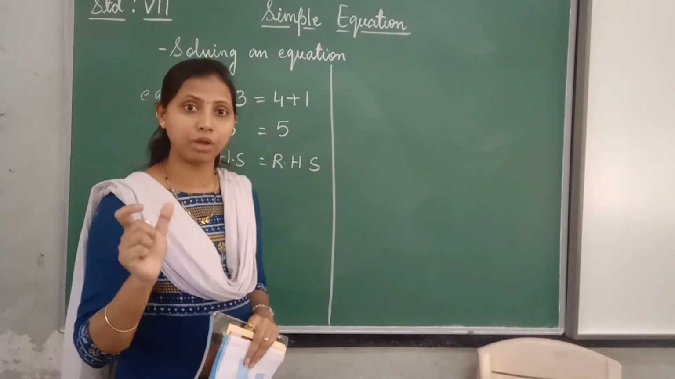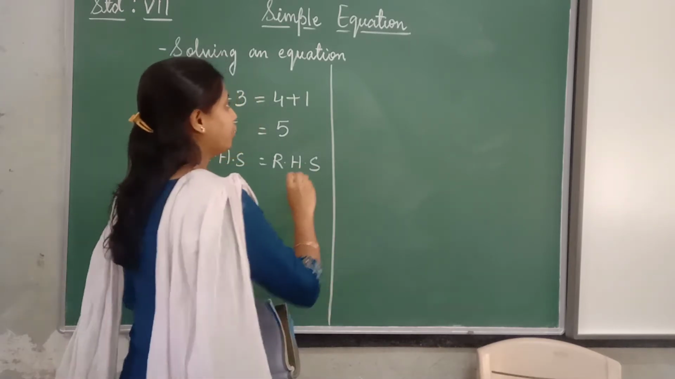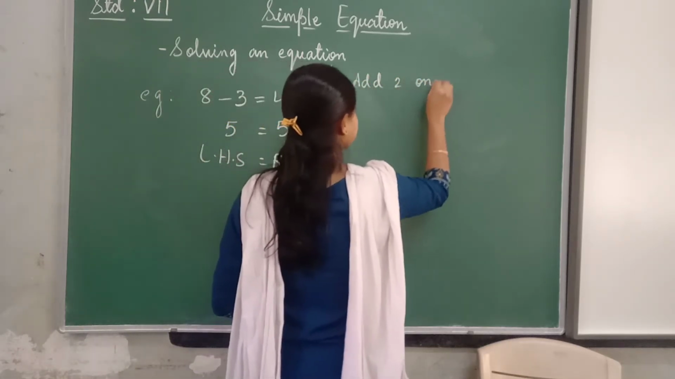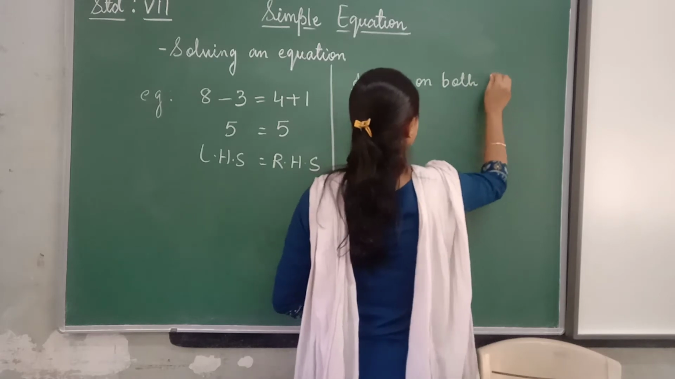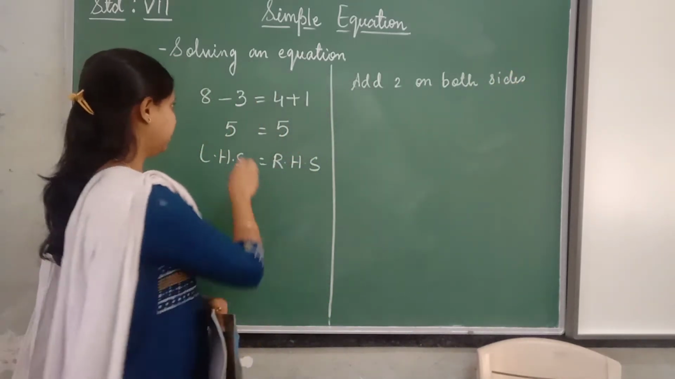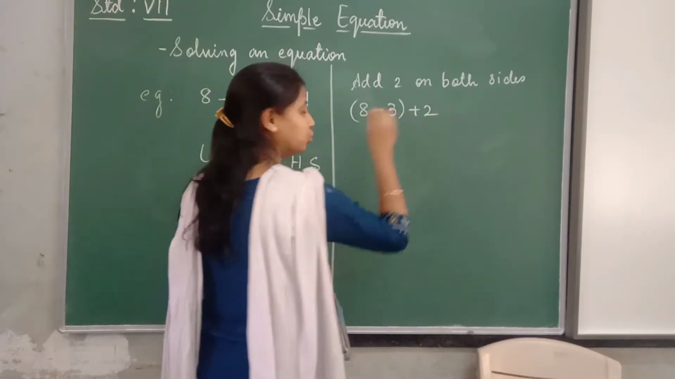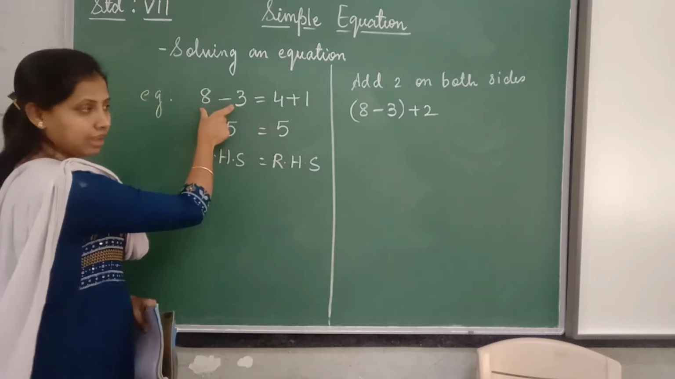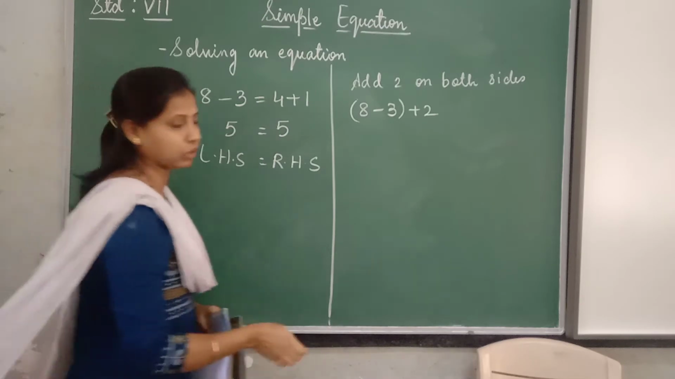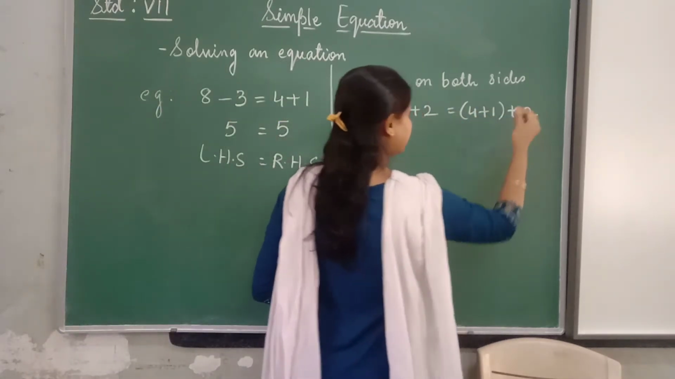Now we'll see those statements. When we add a same number on both the sides, will the LHS be equal to RHS? Now for example, to the same equation, I will add 2 on both sides. You can add any number, but on both the sides you have to add the same number. 8 minus 3 plus 2. This is LHS. I have added 2 to the LHS. Now the same 2 I have to add to the RHS also, is equal to 4 plus 1 plus 2.